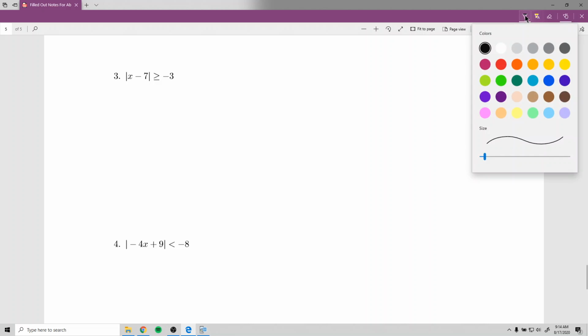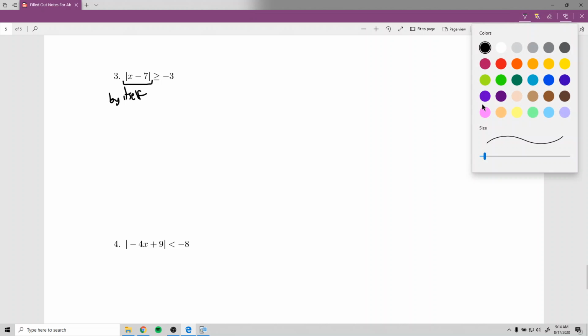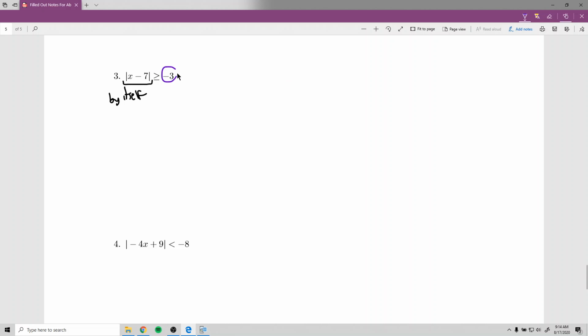All right, so the last two here are kind of like these special examples. What do we do with an inequality if there's a negative sign? So this one, number 3, we have the absolute value of x minus 7 is greater than or equal to negative 3. The absolute value is by itself. And as we talked about before, negative numbers here means no solutions for the equation version.